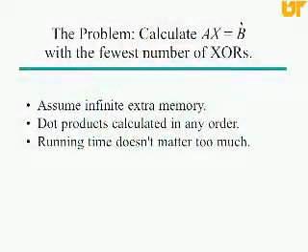And so the problem that we're working on is we want to calculate AX equals B, binary, with the fewest number of XOR operations. And we're going to make some assumptions. These assumptions help. Basically, they're assumptions that I'm making now so I can do the work, and then we'll work on them later. So I'm assuming infinite extra memory. I'm going to be using temporary storage. I'd like to be able to minimize it in practice, but for right now, I'm not worrying about it. I can calculate the dot products in any order, and I don't think that's really a limiting assumption.